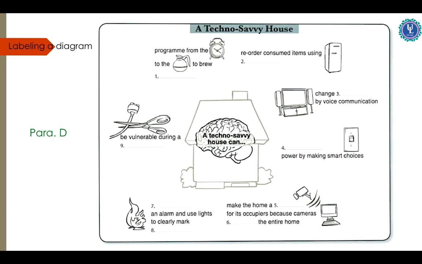So now let's see. Number 1, what's that? Morning coffee. Number 2, barcodes. Channels for 3. Safe for number 4. Number 5, we have haven. Number 6, monitor. Activate. Escape route for 8. Power cut for number 9. So that's it for labeling a diagram.